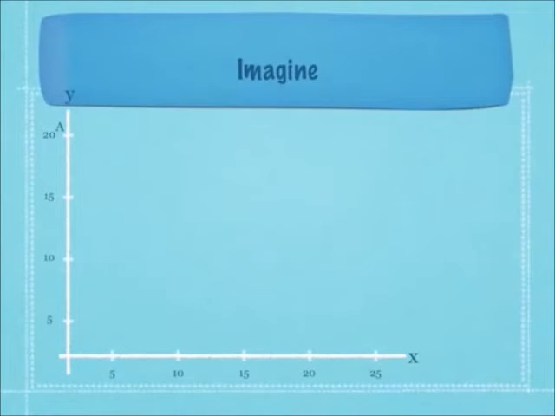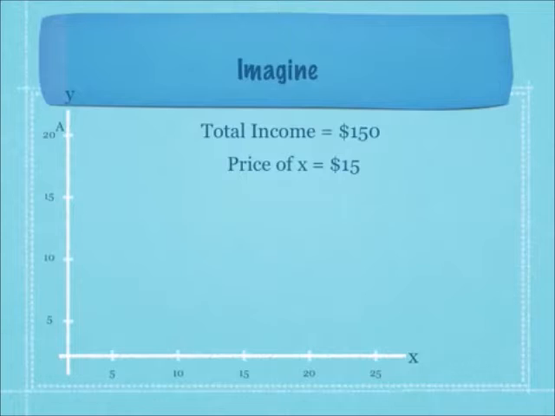So let's imagine two products, X and Y. Total income is $150. The price of X is $15. So if the consumer spends all their money on X, they can buy 10 of X, right? They'll have 150 divided by 15. Now, if the price of Y is $7.50, they can buy 20 of Y.